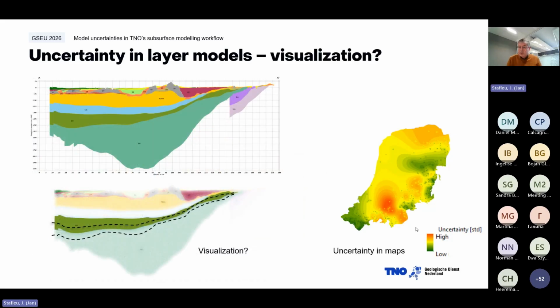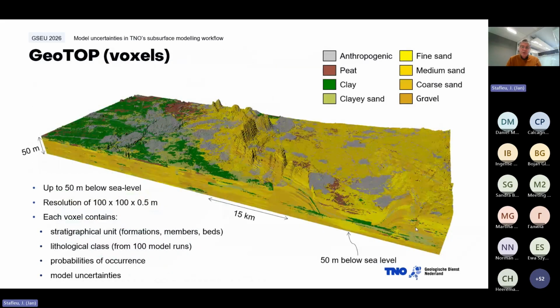So this is very nice, and it results in a set of uncertainty maps, one uncertainty map for each of the layers in the model. But if a user looks at our model, for instance, by looking at the cross-section, he doesn't see the uncertainty maps at the same time. So how to visualize this uncertainty? I think we have part of this answer given in our GeoTOP model, so we'll have a look at that. And I will first explain how we did that using the uncertainty of the lithological classes. But I promise that I will get back to the stratigraphical layer.